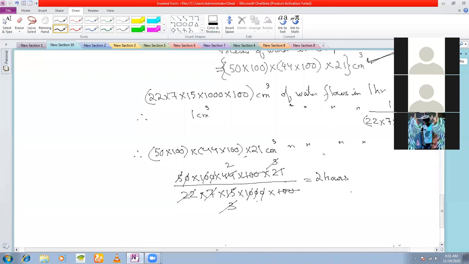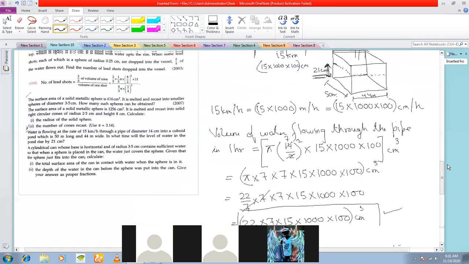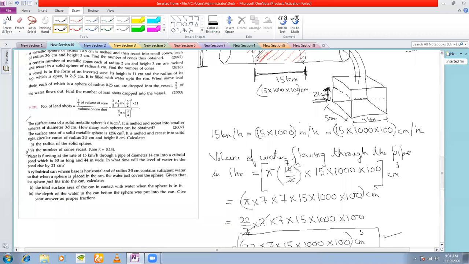That is your answer. In 2 hours, you get a height of 21 centimeters in this cuboidal pond. So that is the solution to your question. This was in fact a little tricky problem. Please go through this problem.